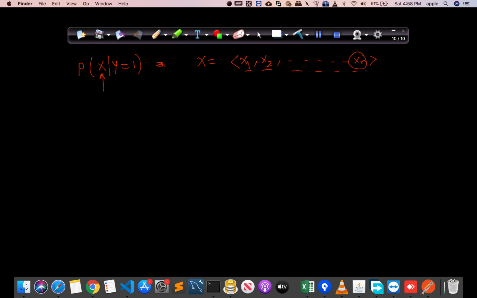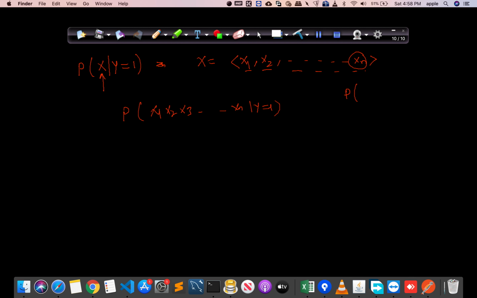They can take any value. And now the problem becomes like this: x1, x2, x3 until xn given y equals to 1. Now these all are given. Now the problem is like this. We all know that in probability we have the chain rule. What is that chain rule?